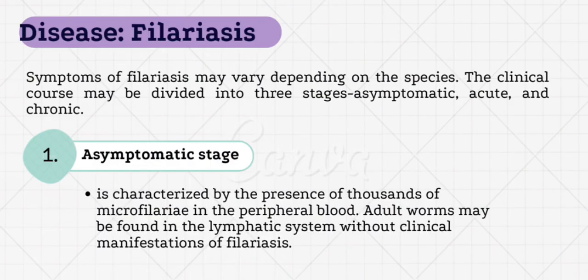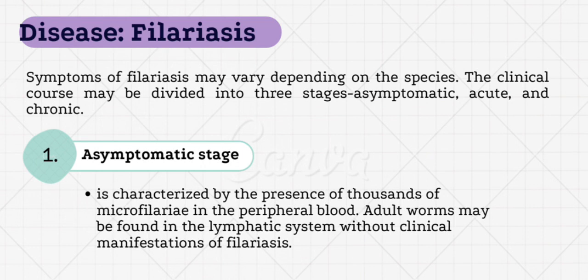Now I'm going to tackle the disease. Symptoms of filariasis may vary depending on the species. The clinical course may be divided into three stages: asymptomatic, acute, and chronic. To better understand each stage, I'm going to summarize each one. First is the asymptomatic stage, or no symptoms yet.